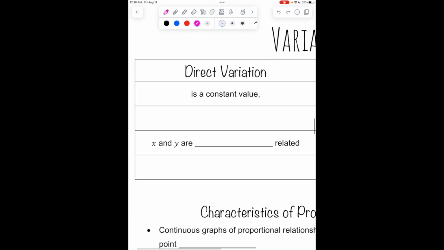So first up, we're going to look at direct variation. So direct variation is a situation where I have y over x is a constant value k. I'm going to move this over here. And that doesn't look much like a y, does it? Y over x is a constant value k. The equation is y equals kx. X and y are positively related, and it is a linear graph. When you graph y equals kx, it is linear.